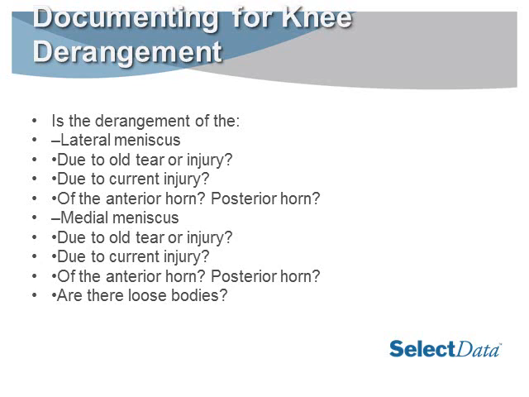When you're documenting for knee derangement, you need to know if the derangement is of the lateral or medial meniscus. Is it due to an old tear or injury, or due to a current injury? And is it of the anterior horn or posterior horn? And are loose bodies present? Because that will affect our code assignment.